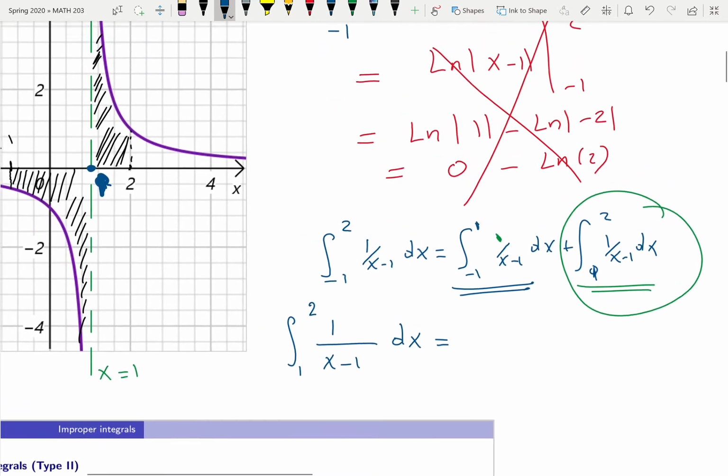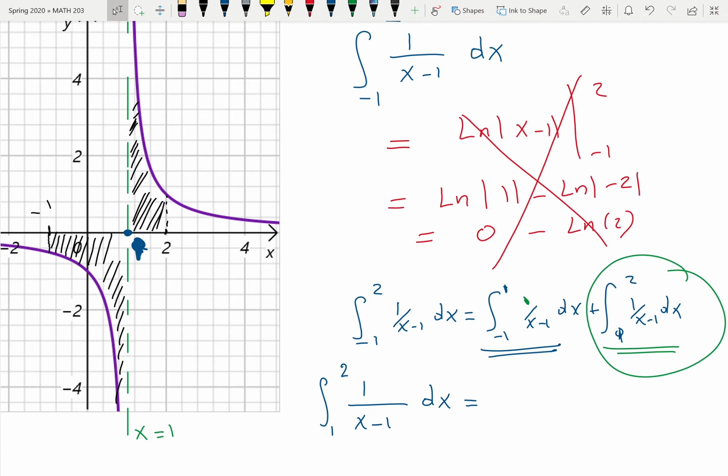Now, how do we do this one? Well, the problem that we have right here is at 1. So what I do is the following. I pick a number r close to 1. And then I find the integral from r to 2. Okay? So the red region corresponds to the integral from r to 2 of 1 over x minus 1 dx. This is an integral that I can find using the fundamental theorem of calculus because 1 over x minus 1 is continuous between r and 2. So this is going to give me an answer in terms of r.